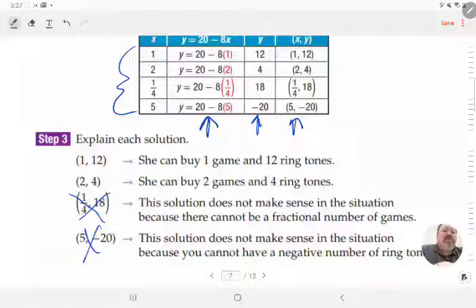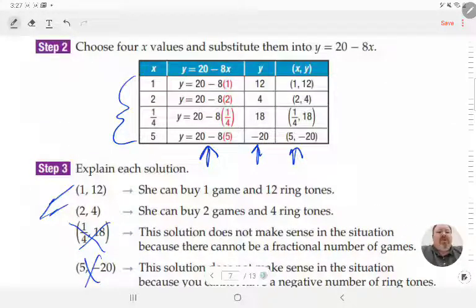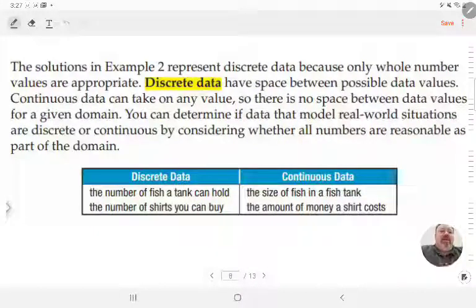So if we had to pick correct solutions, the first 2 would actually work. They would be correct solutions. The other ones don't make sense for this problem, okay? So that brings me to discrete data.